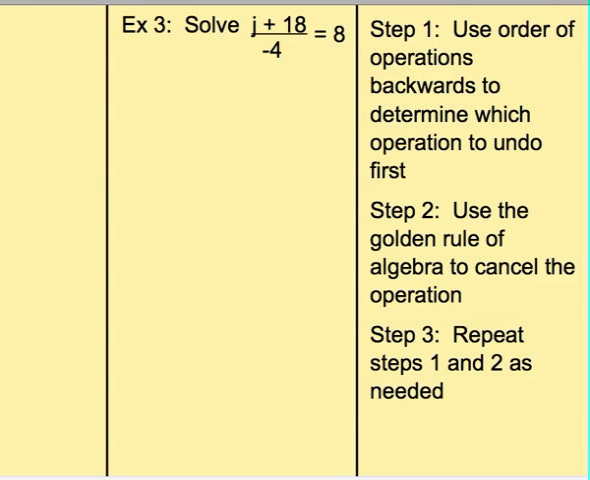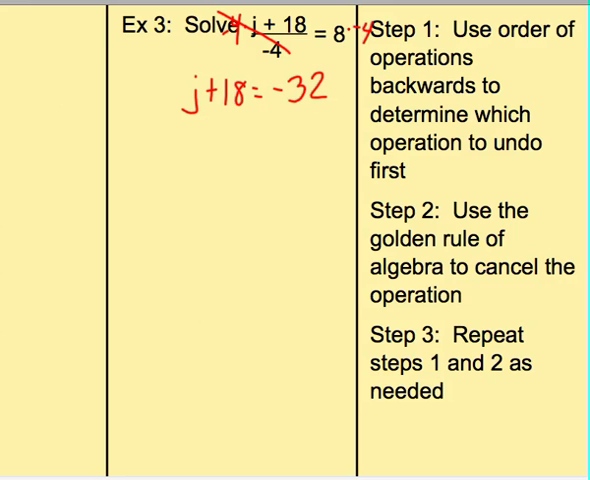All right, step 1, use order of operations backwards. So if I knew what j was, the first thing I would do is add 18 because that fraction bar is a grouping symbol. The last thing I would do is divide by the negative 4. So step 2, using the golden rule of algebra, I'm going to multiply both sides of the equation by negative 4. Remember, on the left-hand side, I multiplied by negative 4 to cancel my negative 4 in the denominator. So I'm starting to isolate my j. On the right-hand side, 8 times negative 4 is negative 32.